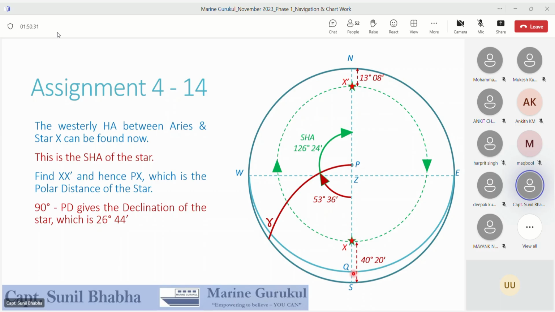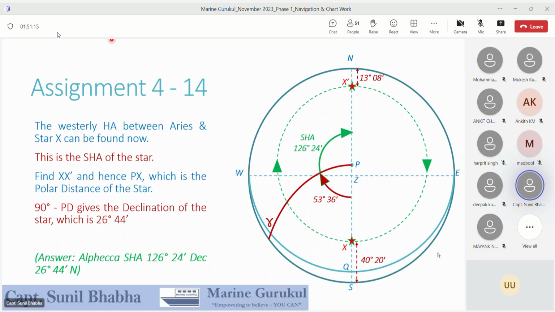So once we calculate Px, you see this is the value of Px here. We know pole to equinoctial is 90 degrees. So 90 minus Px gives you the declination of the star, which in this case comes to be 26 degrees 44 minutes. So we get the declination of the star, 26 44. We get the SHA of the star, which is 126 degrees 24 minutes. With these two values, we can now go into the star information table on page 268 and look for this particular SHA. And from there, we find out that this particular star is Alpha, having this given SHA and declination.